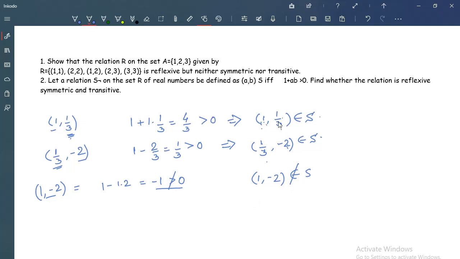Now what is the result? 1 is related to 1 by 3, 1 by 3 is related to minus 2, and 1 is not related to minus 2. So the relation is not transitive. Good.